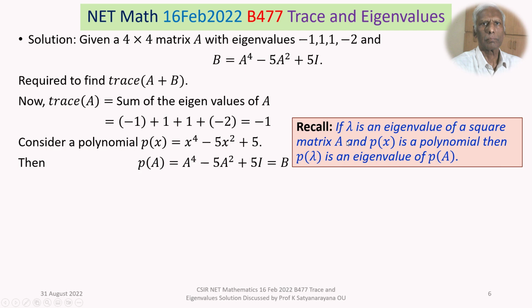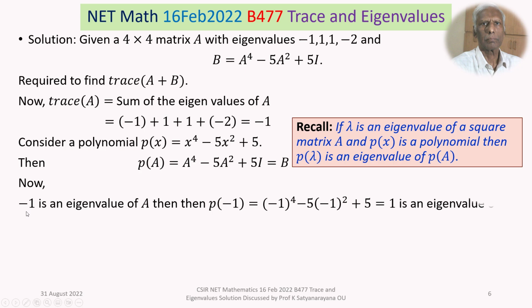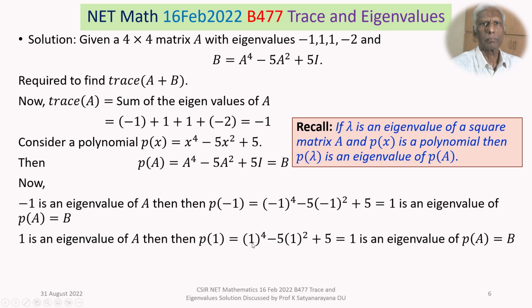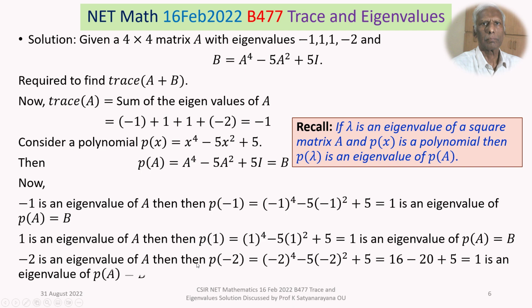Now take eigenvalue lambda equal to minus 1 is an eigenvalue of capital A, then P of minus 1 is minus 1 to the power of 4 minus 5 times minus 1 square plus 5. When simplified, we'll get 1. And this 1 is an eigenvalue of P of A, that is B. So we go to the next one, 1. 1 is an eigenvalue of A, then P of 1 is computed here and that is equal to 1, an eigenvalue of P of A, which is equal to B. Minus 2 is an eigenvalue of A, then P of minus 2 is computed here, simplified, you get 1 is an eigenvalue of P of A, that is equal to B.